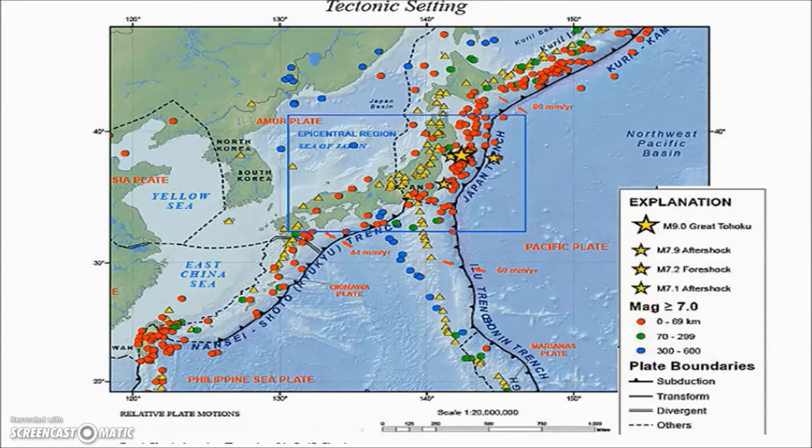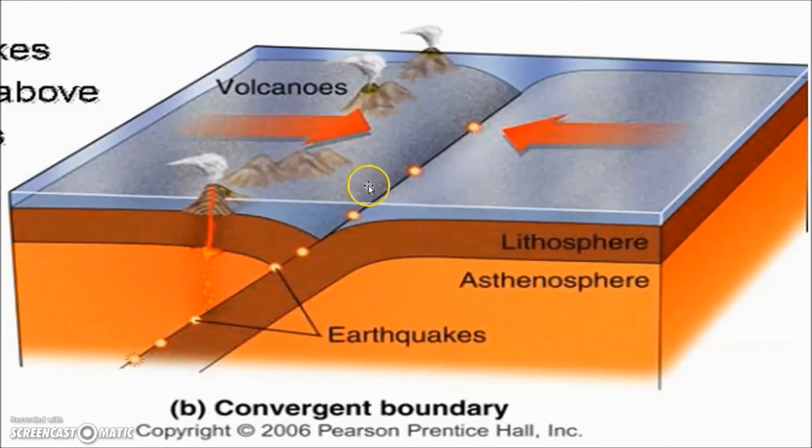One of the things to look for off the coast of Japan would be many volcanoes, many earthquakes. Here's that Japan Trench right here. So you have the Pacific Plate going towards the Okinawa Plate here. And you have a lot of activity, a lot of action going on there. At these convergent boundaries of two oceanic plates, again, expect volcanoes, expect earthquakes.